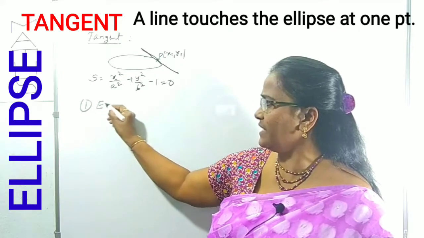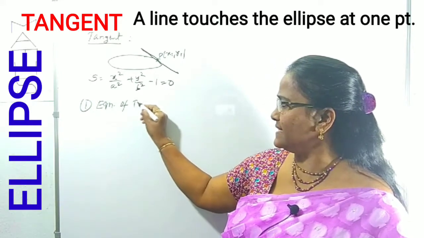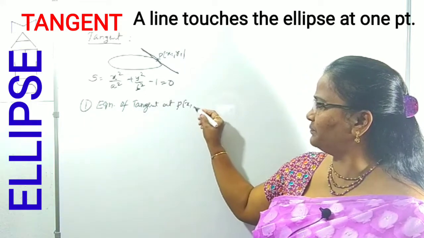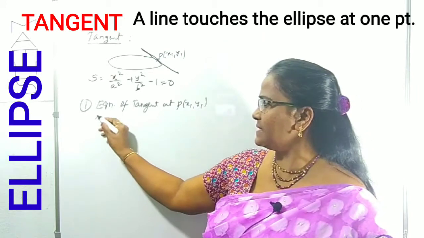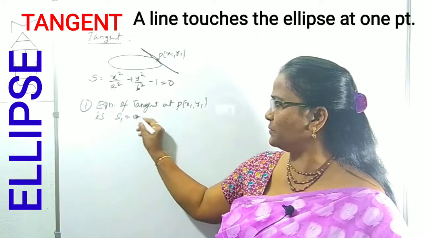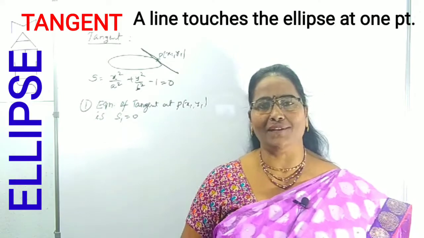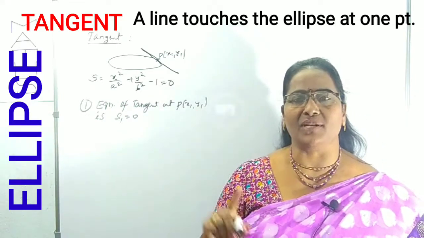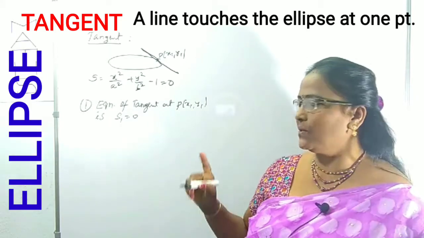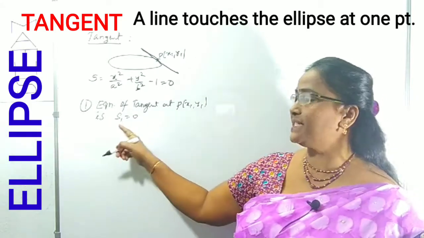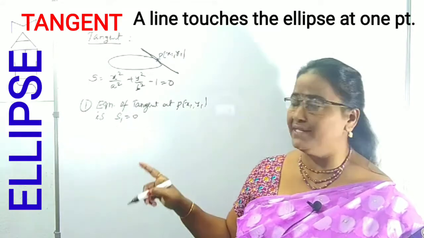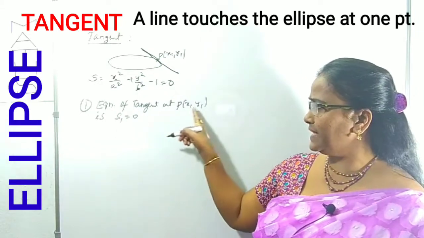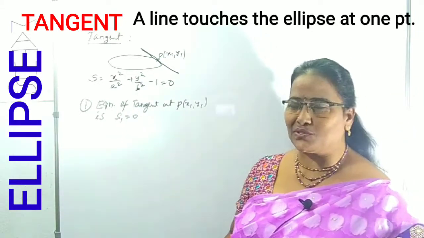The equation of the tangent at some point x1, y1 is simply S1 equals 0. You know what the S1 notation is? Already I discussed it in the ellipse chapter at the starting stage, as well as for the parabola and circle. Those notations are similar. Instead of the circle we use an ellipse here, that is the only difference, but the splitting of S1 is similar. So the equation of the tangent at x1, y1 is S1 equals 0.